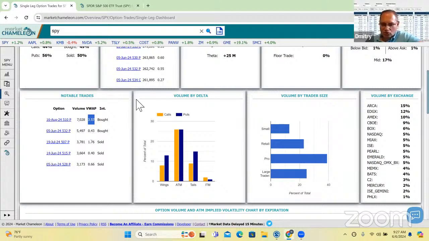Okay, here's one. This happened on the 0DTE, June 5th, 532 put. We saw a 5,497 trade for 43 cents. We interpret it as an incoming buy. Here's July 19th, 507 put, 3,700. We interpret it as a sell, and so forth.